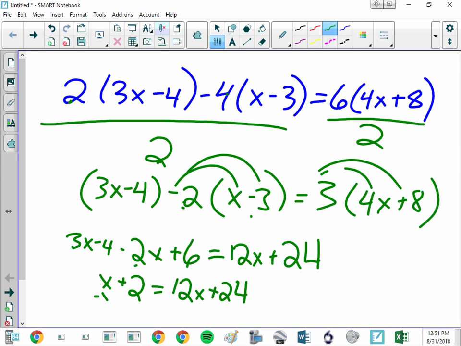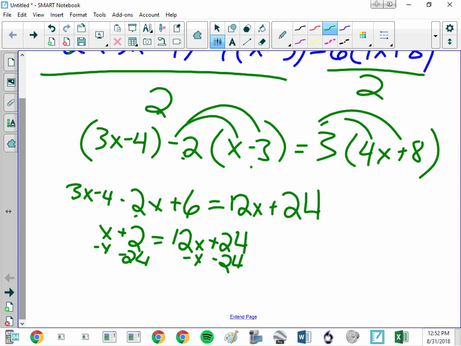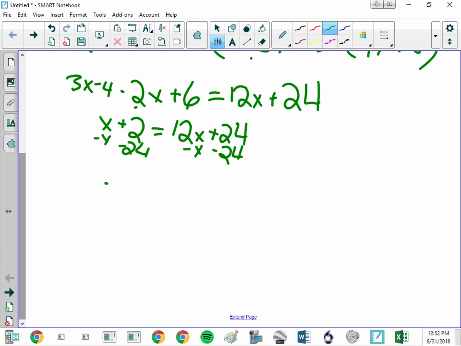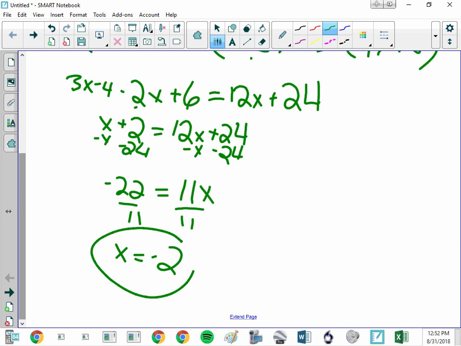Good. We're going to move the x. Oh my goodness. How about that? So I end up with negative 22 equals 11x. What are the chances? Now I divide by 11. Total fluke. That doesn't normally happen if you just randomly make up an equation.